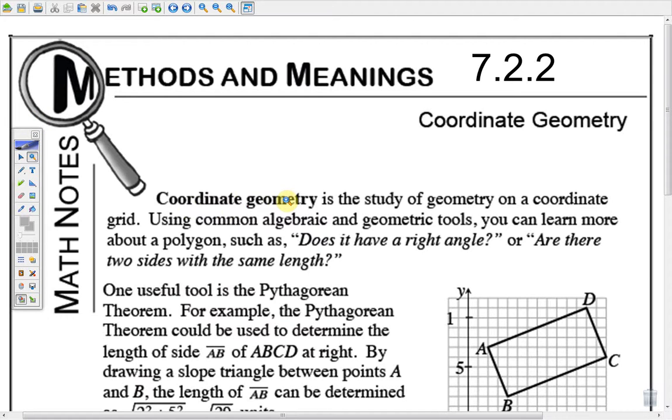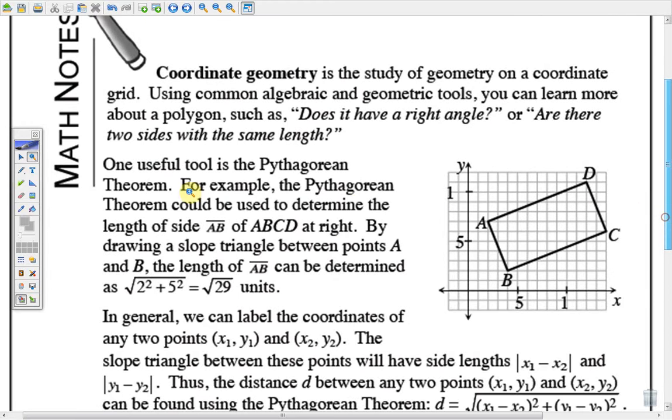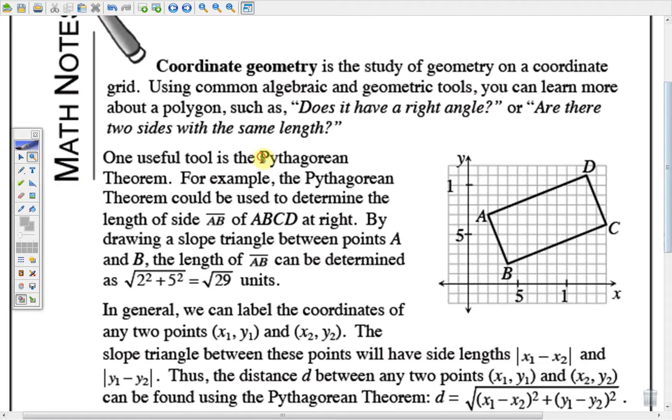So first off, coordinate geometry is the study of geometry on the coordinate plane. Using common algebraic and geometric tools, you can learn more about a polygon, such as does it have a right angle, or are there two sides with the same length? One useful tool is the Pythagorean theorem.